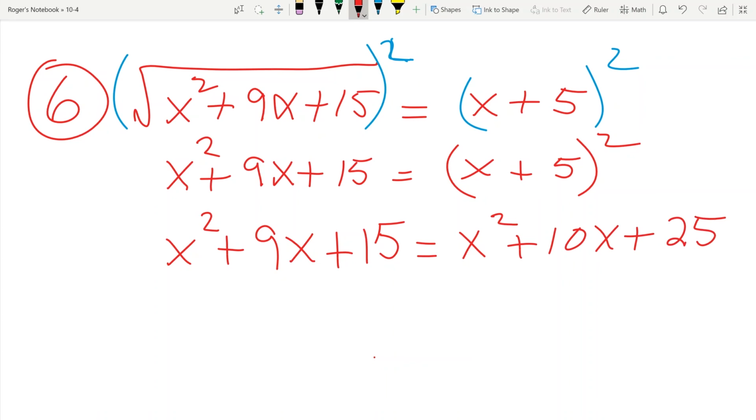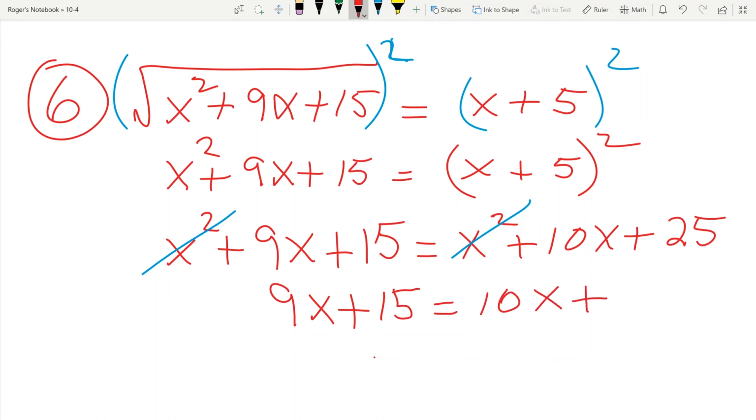Let's get our terms collected now, but first we can do some simplification. I want you to notice that we have an x squared on the left and on the right. If I subtract x squared from the left and from the right, notice what happens here. They cancel out, and it leaves us with a simpler expression. We now have 9x plus 15 is equal to 10x plus 25.